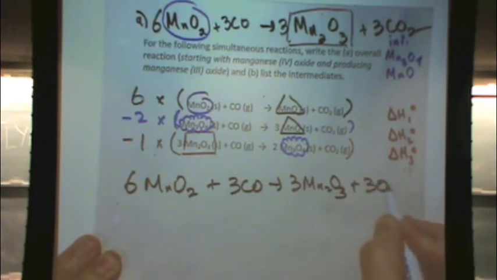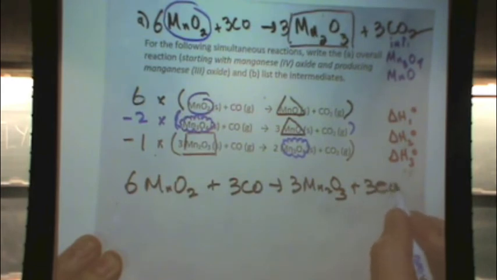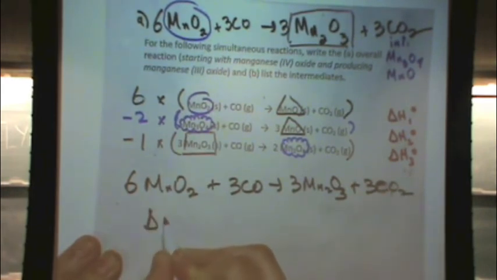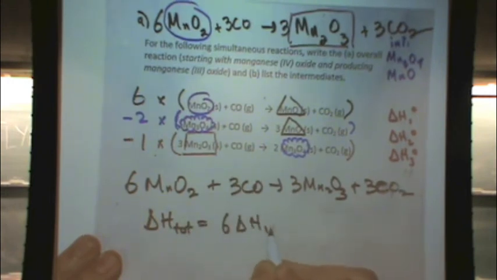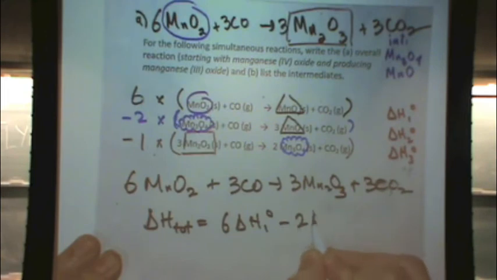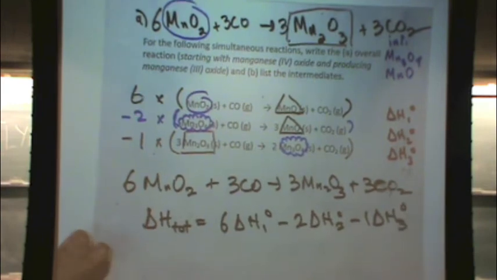I rewrote the CO2. Let me write delta H just for this reaction as is. I'll call it delta H total. It's 6 times delta H1 minus 2 times delta H2 minus 1 times delta H3.